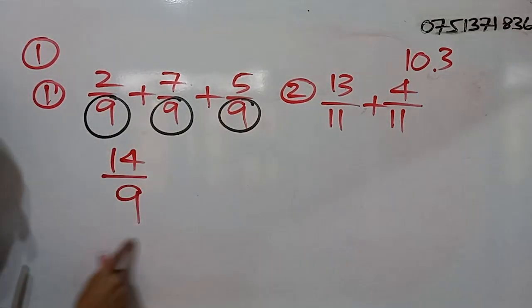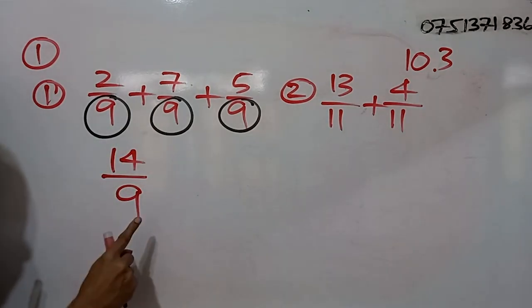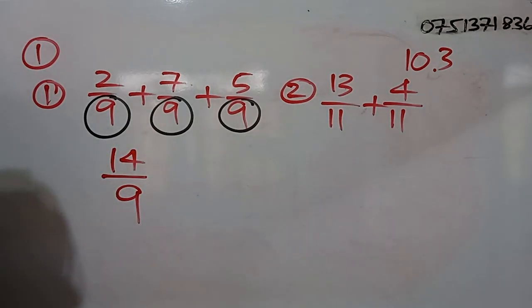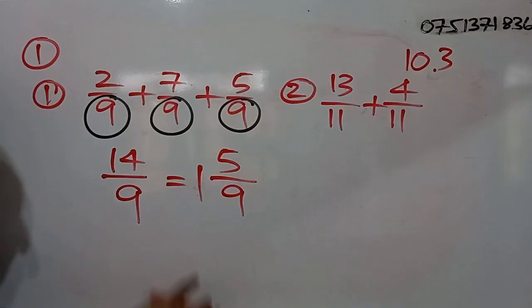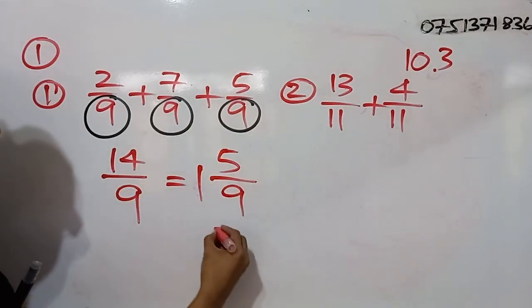Now, if we consider the resultant fraction, what type is it? It is an improper fraction. So we need to convert that into what? A mixed number. So, 1 and 5 by 9.